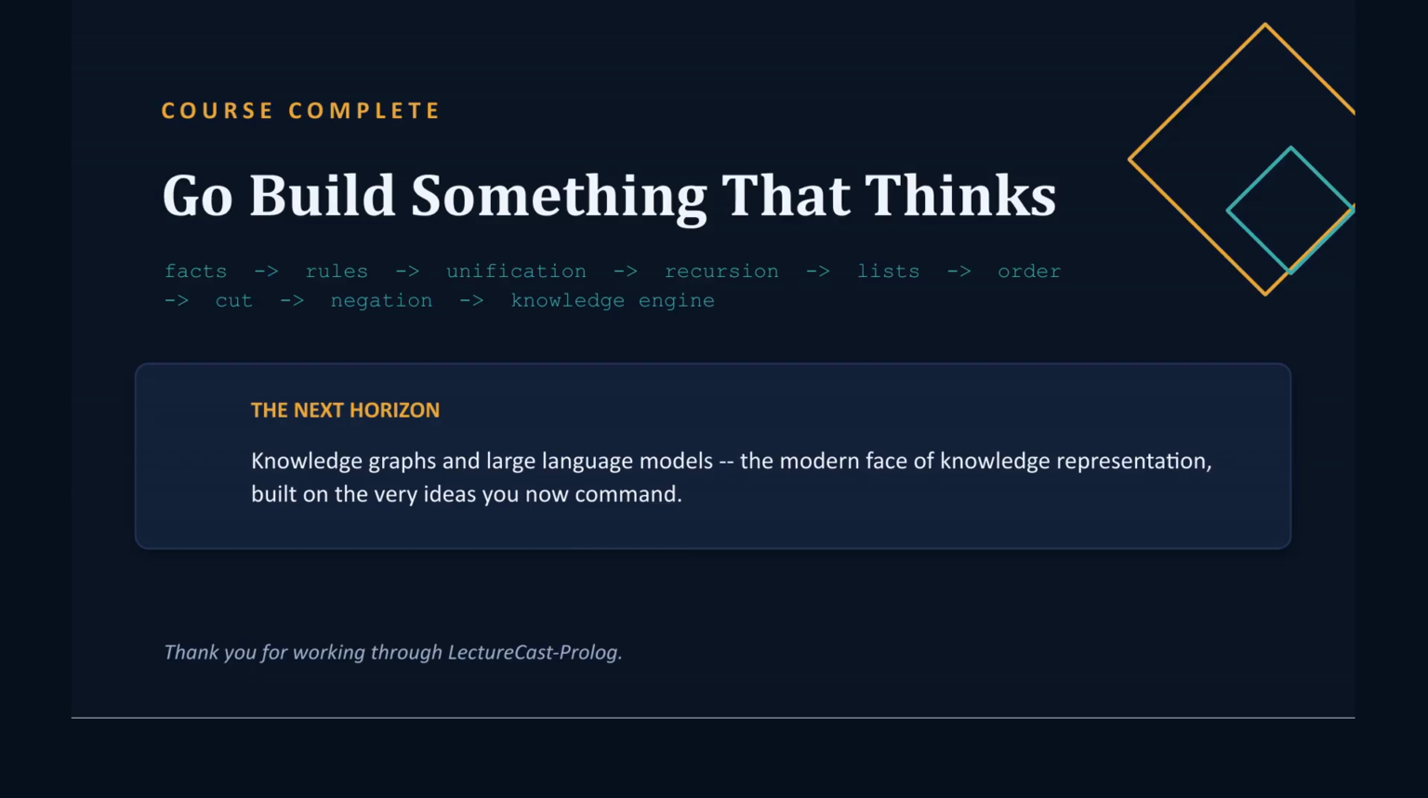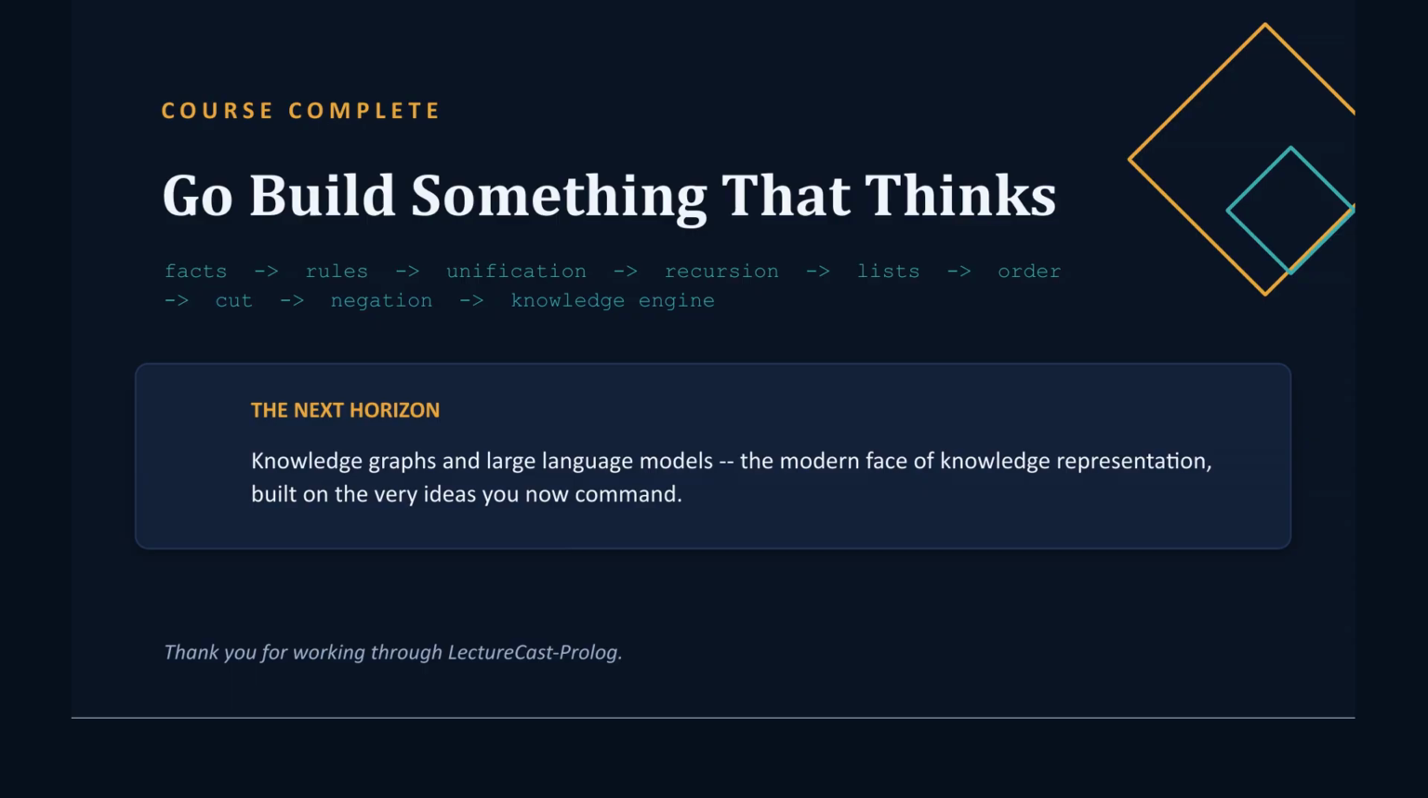And that completes the journey. Across 8 modules you went from your first fact and rule, through unification, backtracking, recursion, lists, the order of search, cut, and negation, to building real knowledge systems. You can now read a Prolog program, write one, reason about how it searches, and use it as an engine for knowledge. Where it goes next is knowledge graphs and large language models, the modern face of knowledge representation.